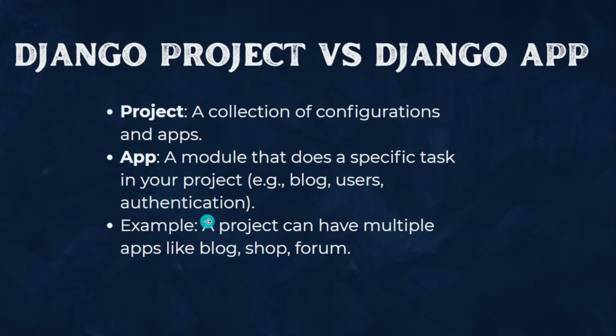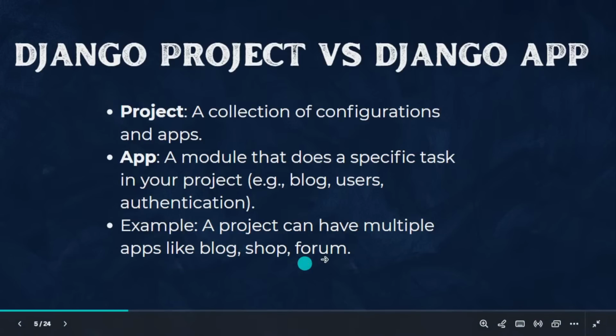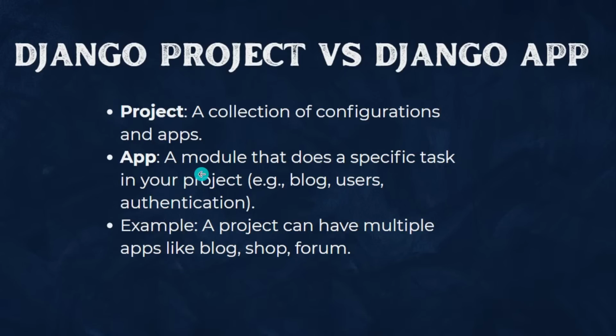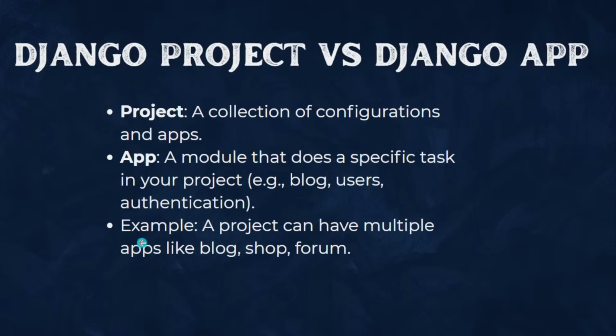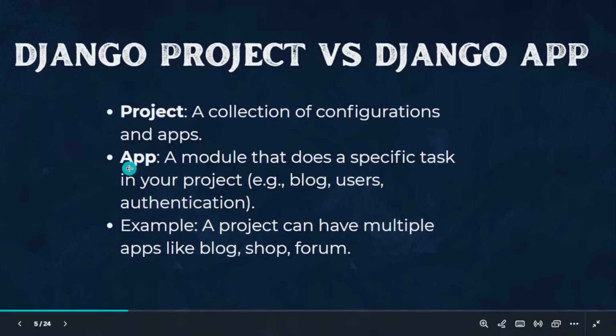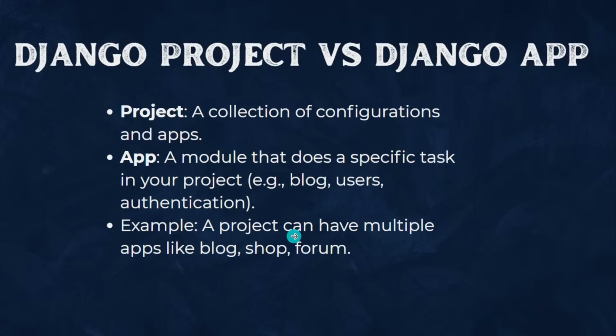Example: a project can have multiple apps like blog, shop, forums. These are examples of apps. The app is a specific task included in the project. The project is the whole thing. The app is a feature.